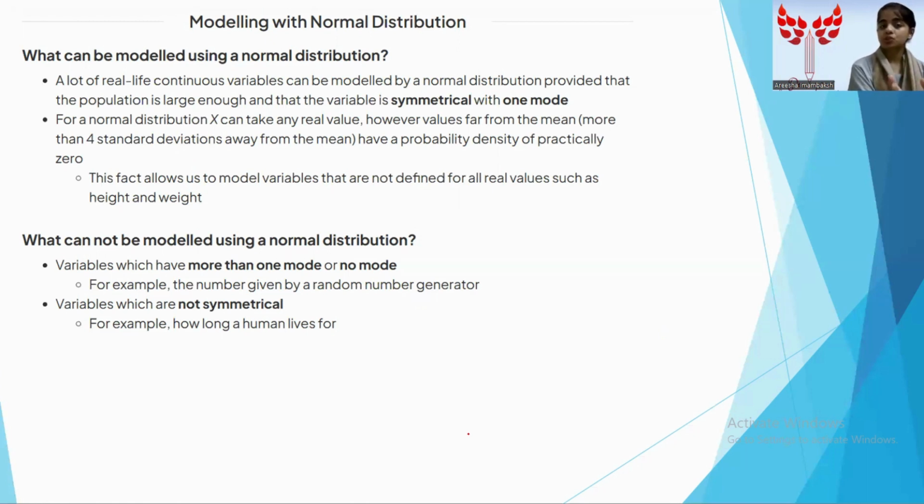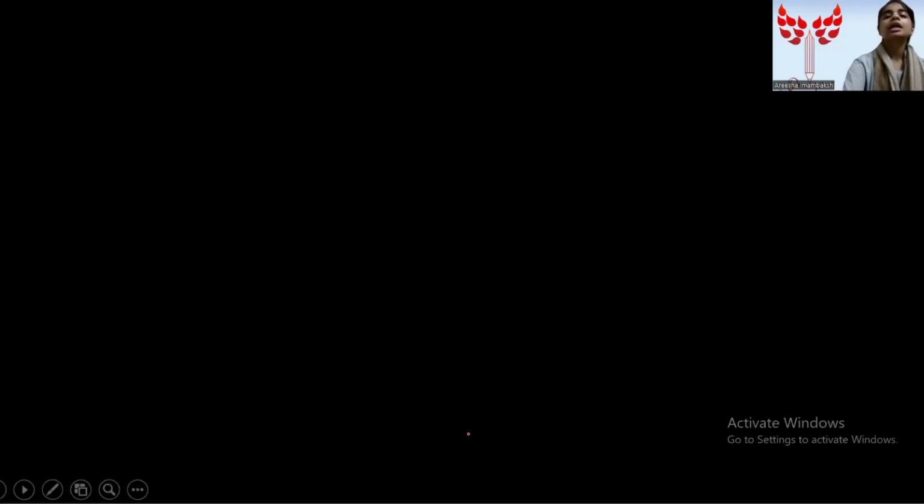For a normal distribution, X can take any real value. Values which are very far from the mean, more than about 4 standard deviations, will have a density of practically 0, because we assume that within 3 standard deviations most of the data will be covered. Variables which have more than one mode or no mode cannot be modeled using a normal distribution, and variables which are not symmetrical also cannot be modeled using a normal distribution.